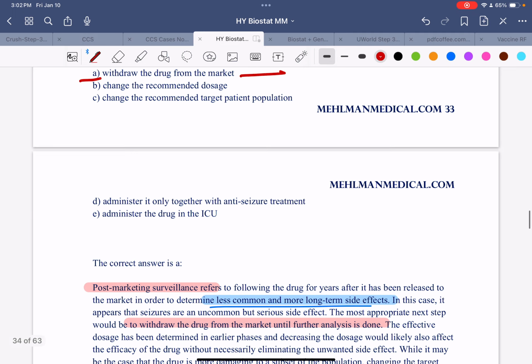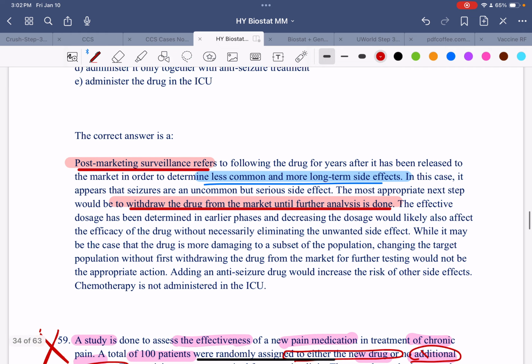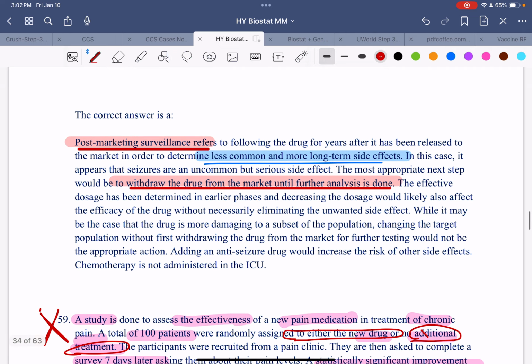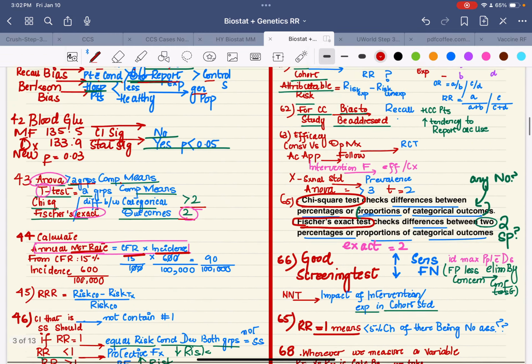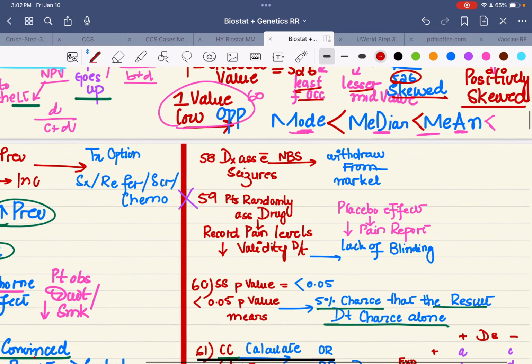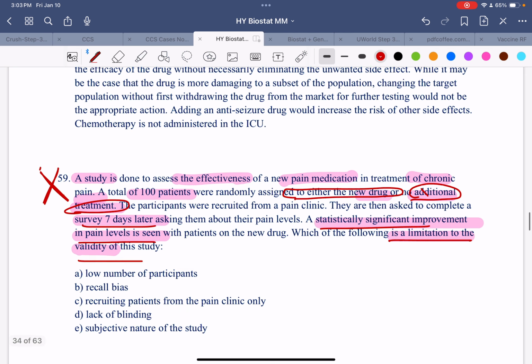This is known as post-marketing surveillance or phase 4, in which we look for less common and long-term side effects or black box warnings, and this can lead to withdrawal of the drug from the market until further analysis is done. So we have already done all of these, so I don't think we have anything to review. Okay, the drug is associated with seizures. So the next big step would be to withdraw the drug from the market.